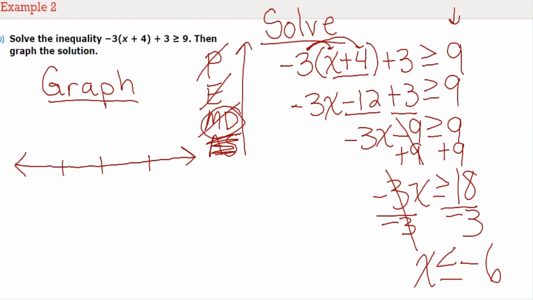Now we have to graph. I'm going to do a really simple graph. I'm going to put 0, negative 6, and 6. I'm going to put a closed circle on negative 6 because it says less than or equal to negative 6. Now I'm going to shade in the less than direction because x is less than or equal to negative 6.